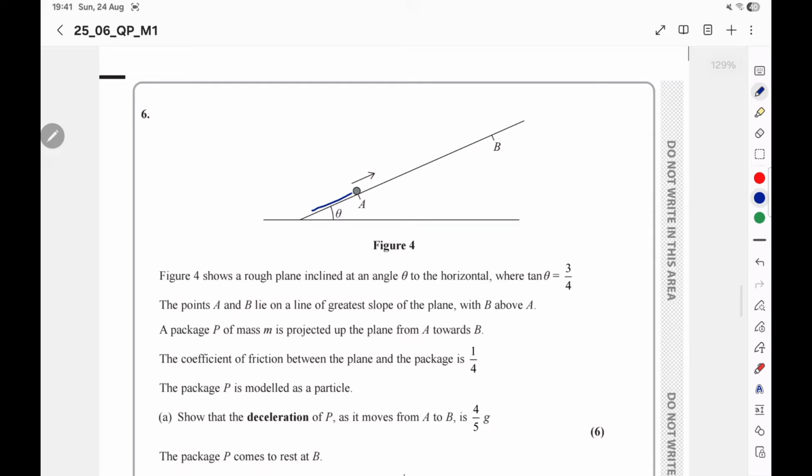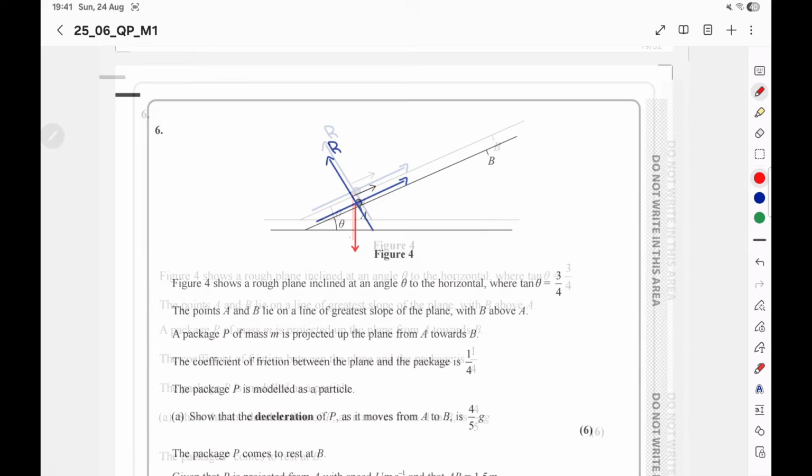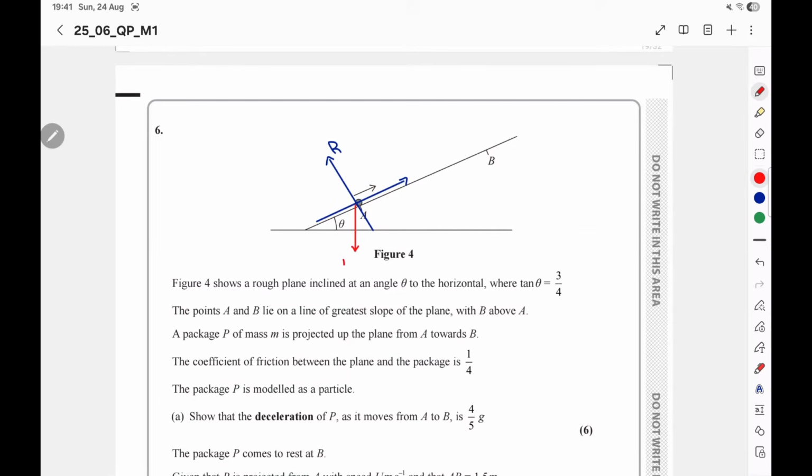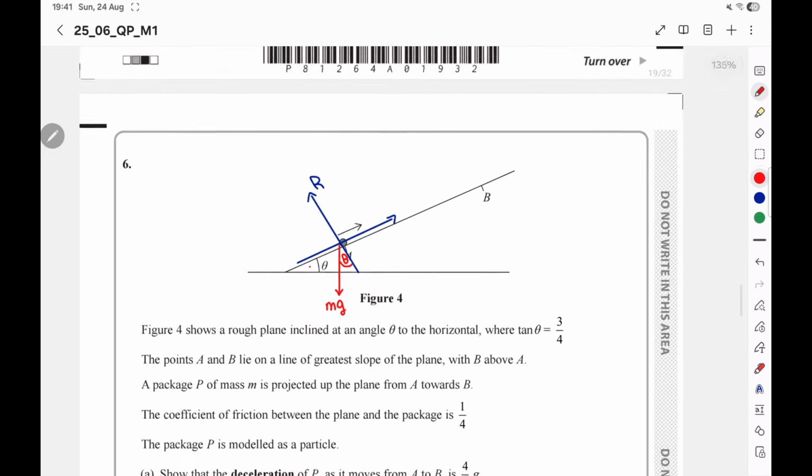First step for a forces question, draw the axis, the force diagram. There is no forward force. The particle is projected, no driving force. There is contact between the particle and the plane, so there is a normal reaction in this direction. Weight vertically down. The mass of the particle is m, so the weight is mg. This angle is theta, which means this one is also theta.